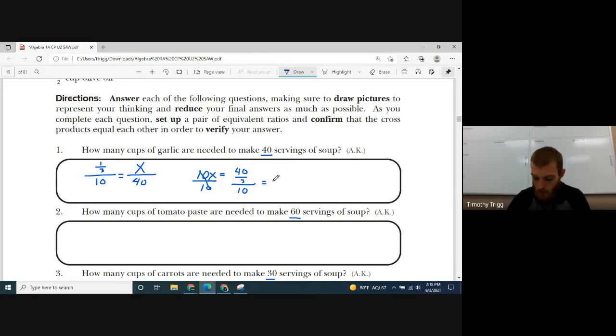40 divided by 3 divided by 10. So that would give you 1.3 repeating. And if you wanted it as a fraction, that would be 4/3 cups. Okay.